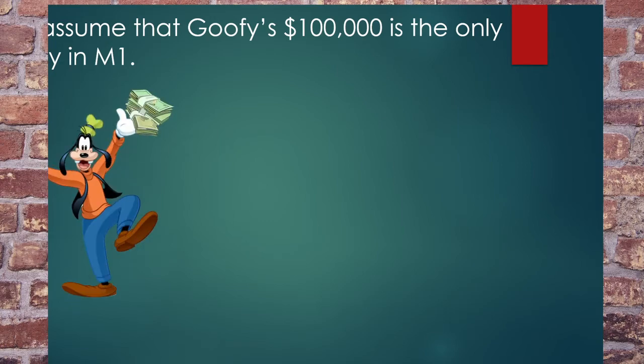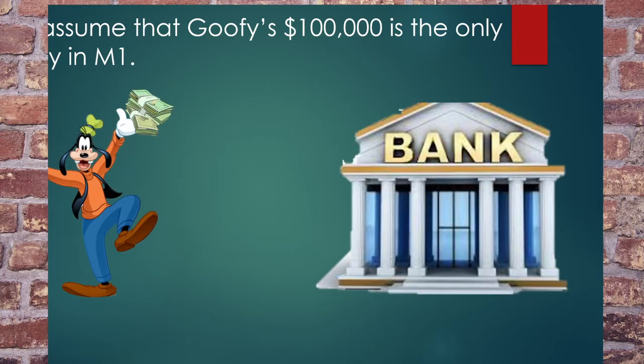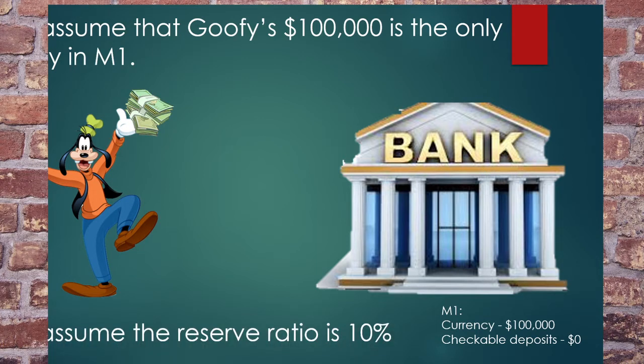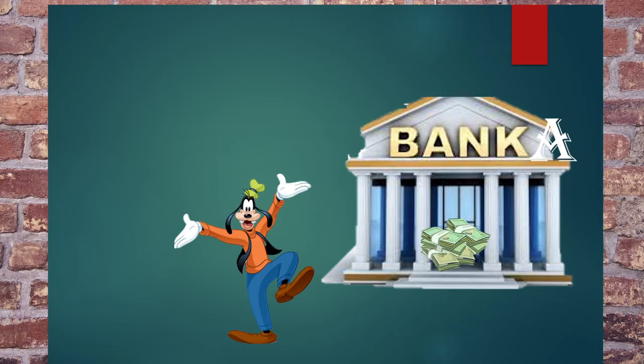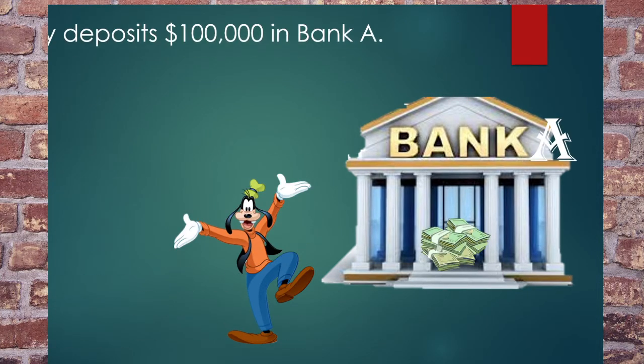All right, so we have the bank where Goofy wants to put his money. We have M1, which is $100,000 in currency, nothing in checkable deposits right now, because as you can see on the video, Goofy's got all the cash in his hands. Next thing we need to do is assume the reserve ratio is 10%. Now, Goofy puts the money in Bank A.